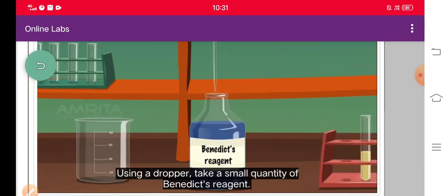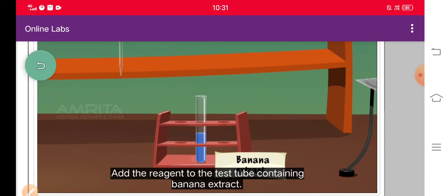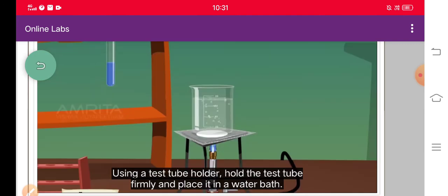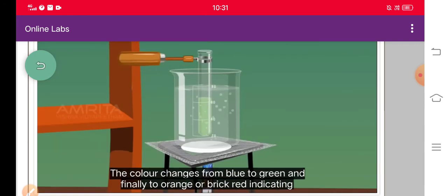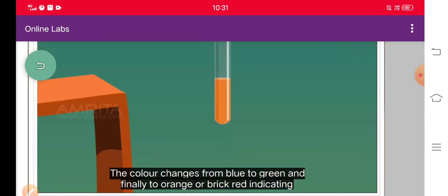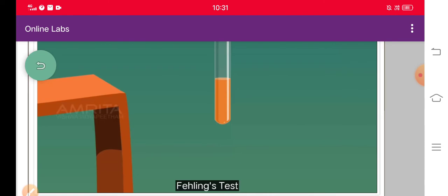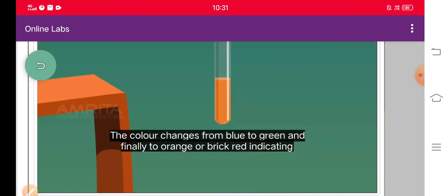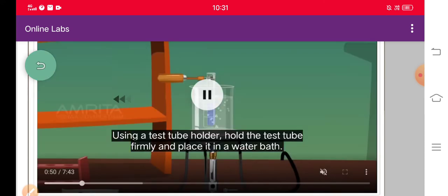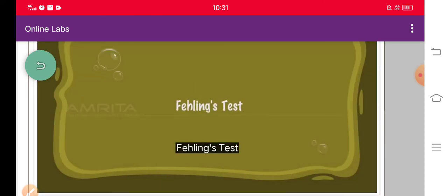You can see, use a dropper, take a small quantity of Benedict solution into the banana extract and it becomes purple in color. Now hold the test tube with the test tube holder. Mix it well. The color changes from blue to green and finally orange brick color. It shows the presence of carbohydrate in the given sample.